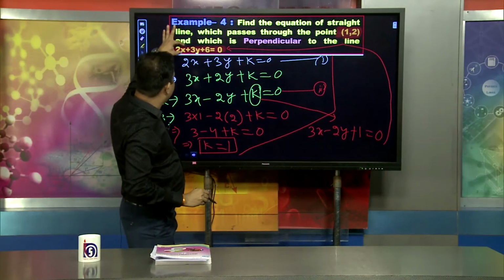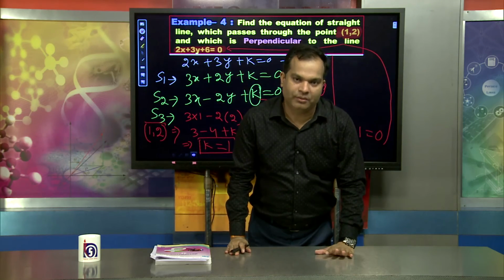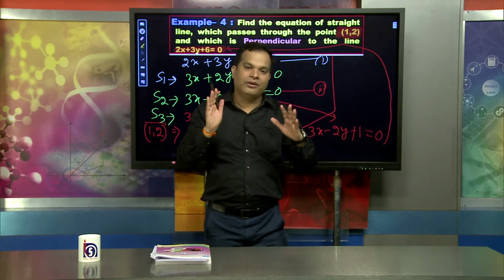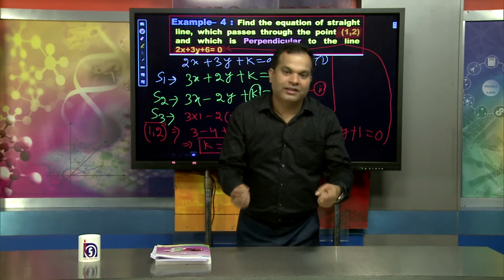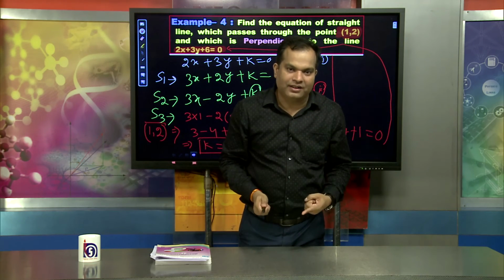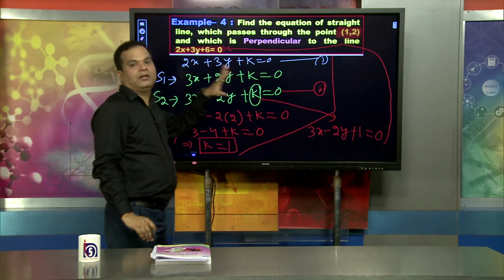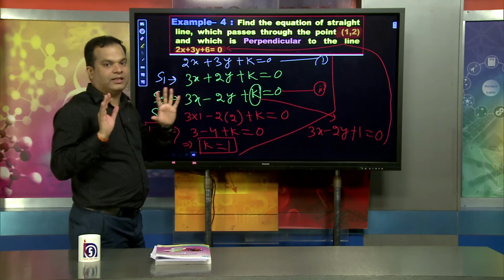That means this line and this straight line are perpendicular to each other. Perpendicular, we already know. When two lines are perpendicular, that means one line makes 90 degrees with the other line. Then we can say two lines are perpendicular. This is a very important condition, learners. You must understand this one.